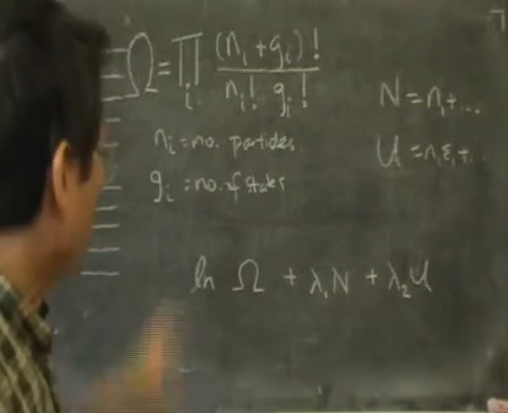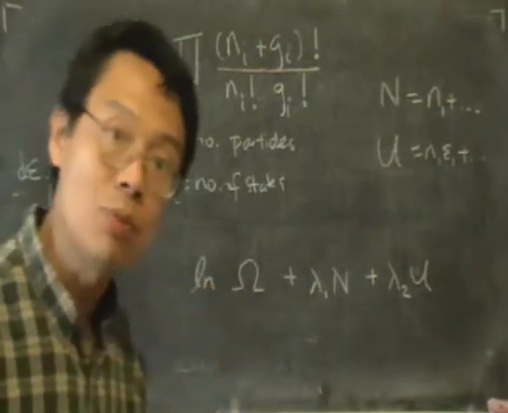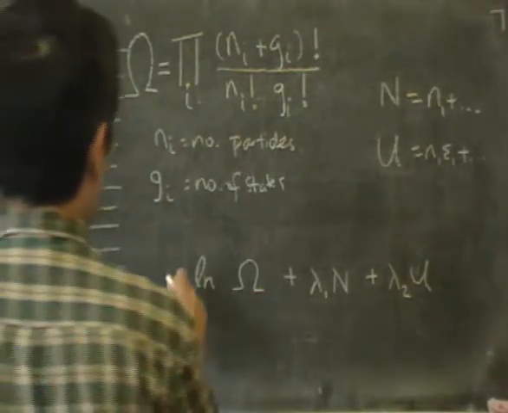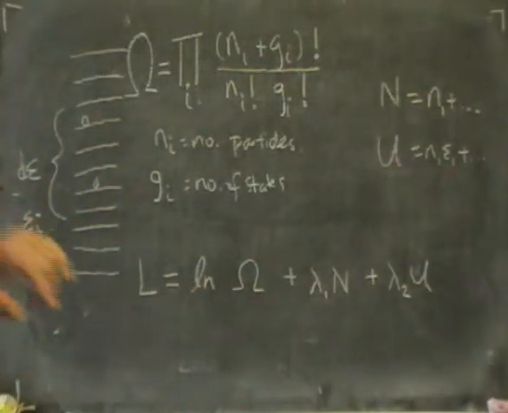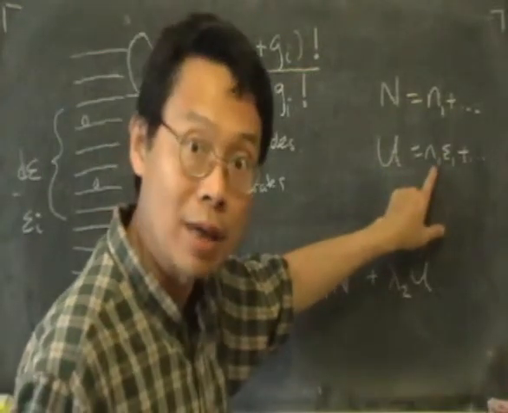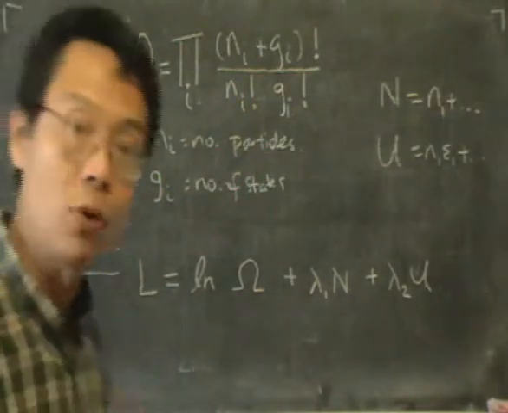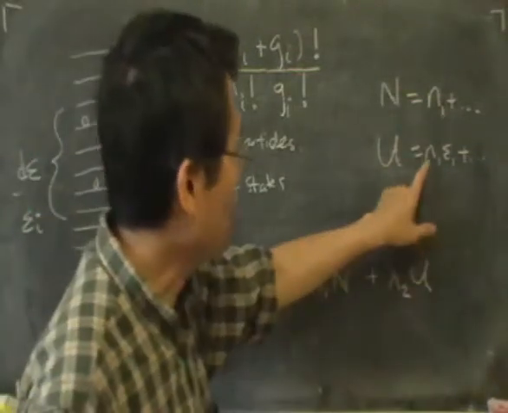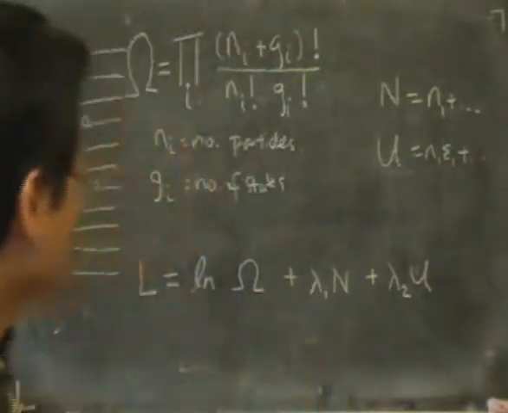Alright? Because the logarithm is an increasing function, when the logarithm is a maximum, omega would also be a maximum. So it would lead to the same answer. And this then is the Lagrange function. So what we need to do next is to differentiate L with respect to ni, for each i, and then solve for ni, which is what we need in order to calculate the energy, because we already know the energy states just from previous steps.